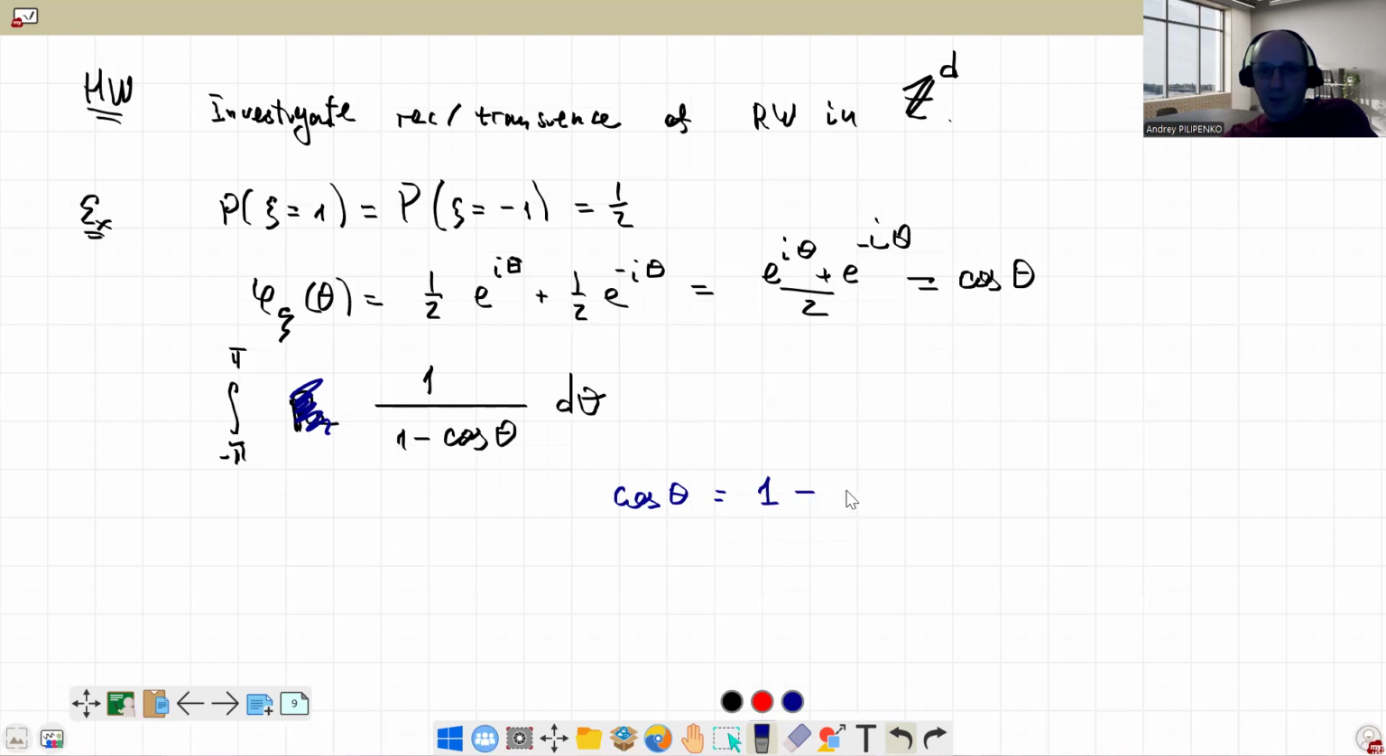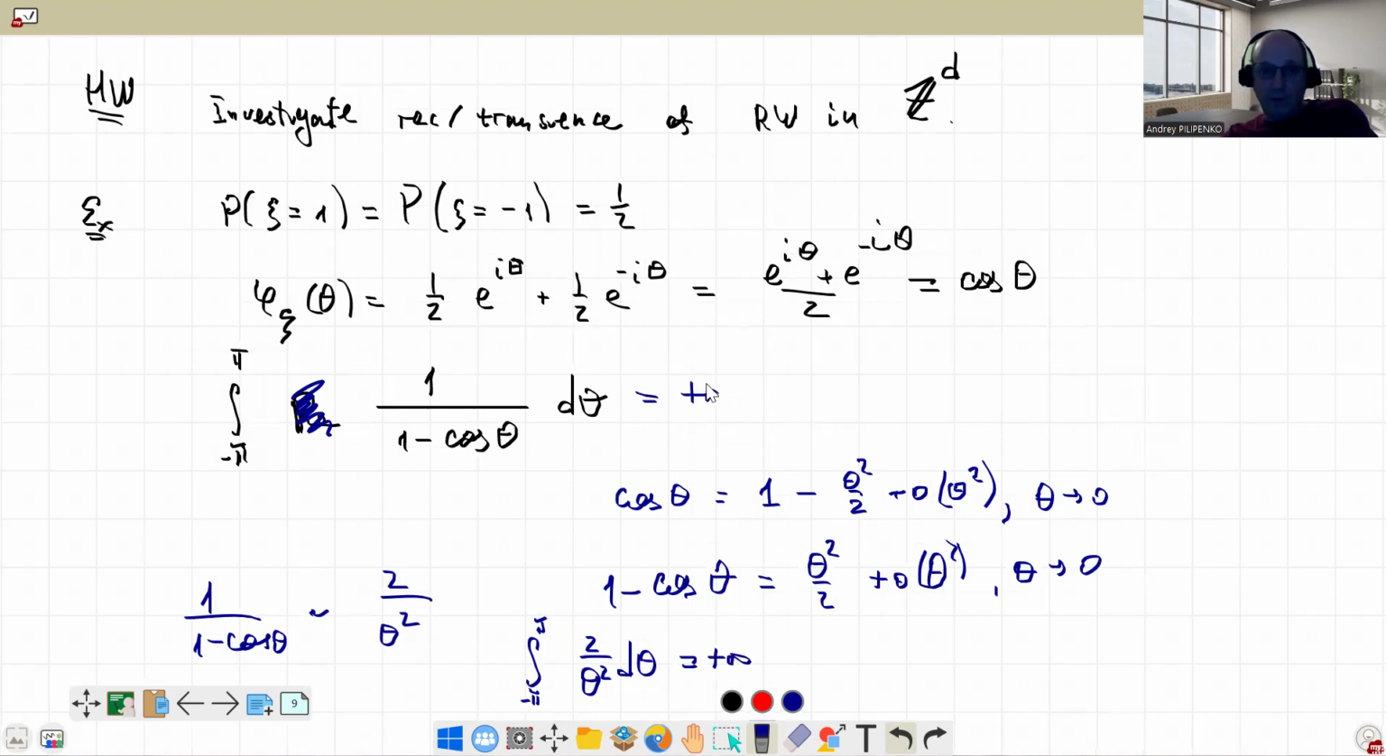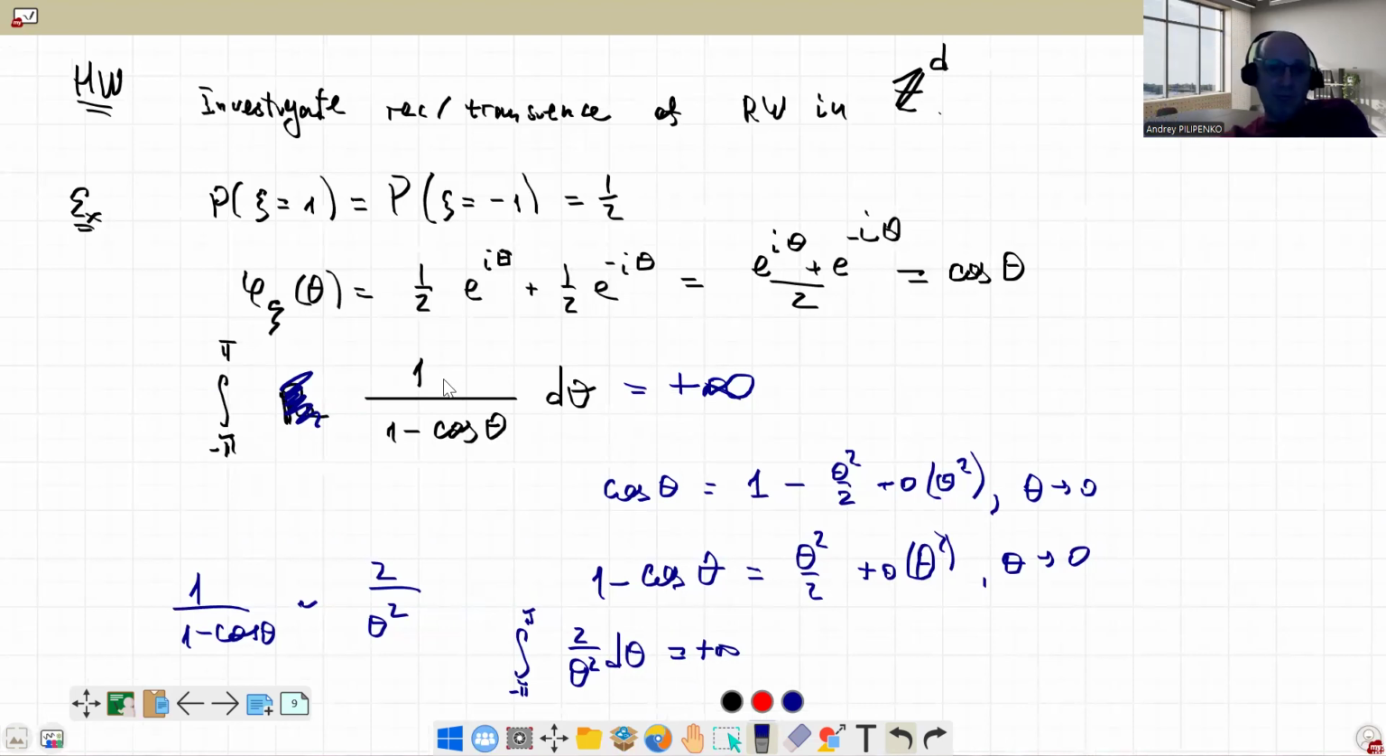And in the neighborhood of 0, cosine... okay, let me write the Taylor formula. So 1 minus cosine theta is theta squared over 2 plus o small of theta squared. And 1 divided by this is equivalent to 2 over theta squared. And we know that the integral of 2 over theta squared is divergent because 2 is greater than 1. So we get this, and we prove the recurrency if the random walk is symmetric.